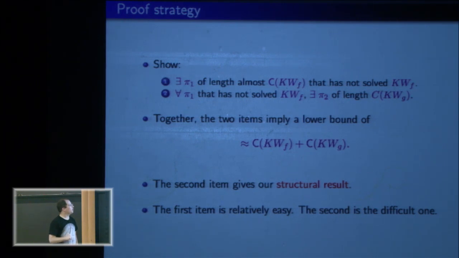The second item is really the difficult part, and this is the part I will talk about in this talk. So for the rest of this talk, I will only talk about the second part. Given a transcript pi1 that has not solved KWF, find a suffix that pays, show that it has to pay at least the complexity of G.